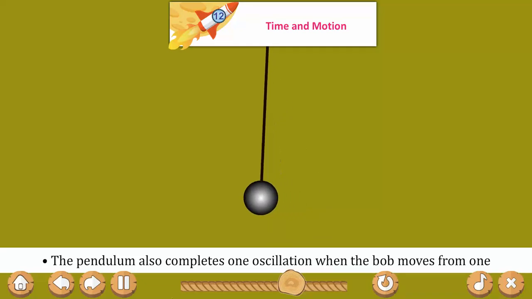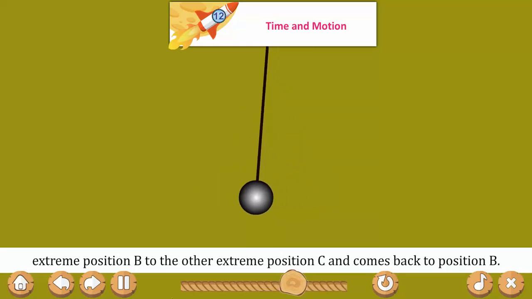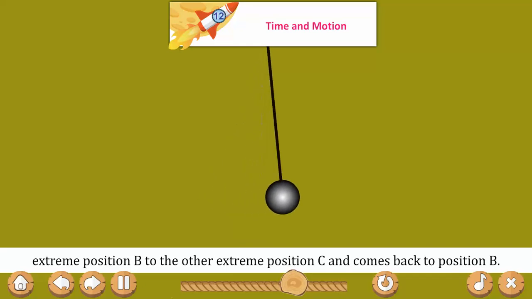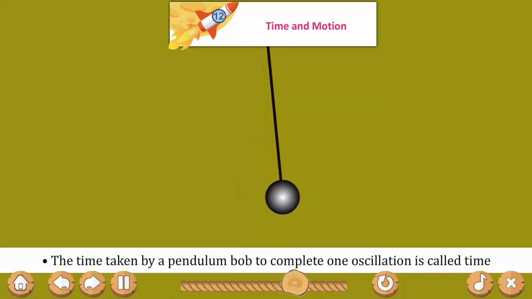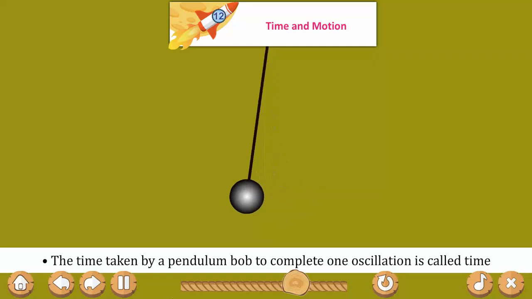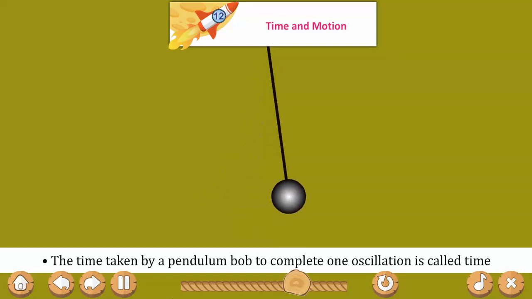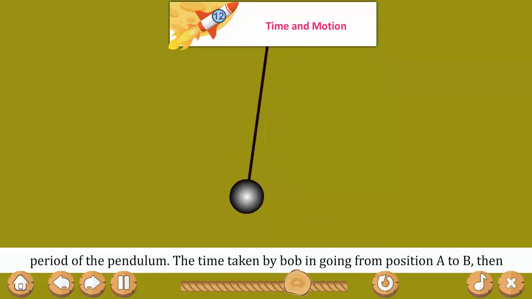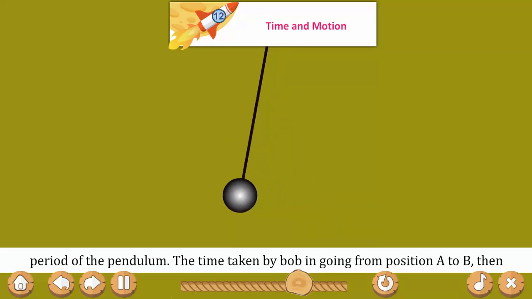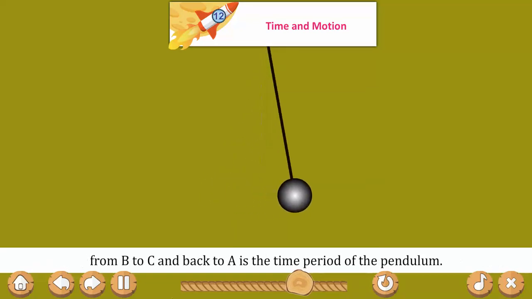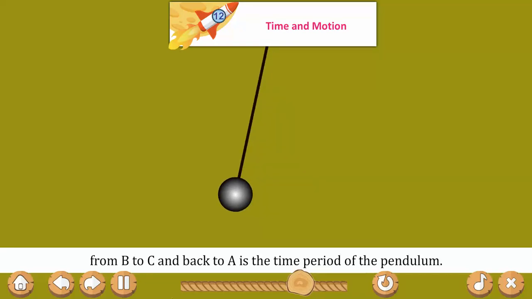The pendulum also completes one oscillation when the bob moves from one extreme position B to the other extreme position C, and comes back to position B. The time taken by a pendulum bob to complete one oscillation is called the time period of a pendulum. The time taken by a bob in going from position A to B, then from B to C and back to A is the time period of the pendulum.